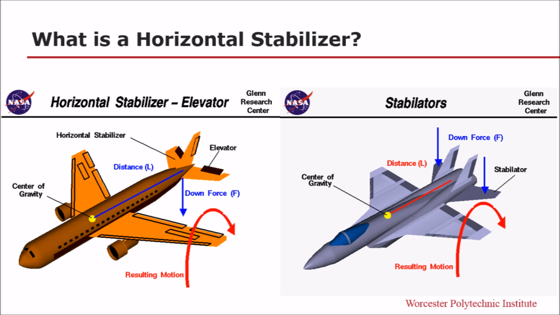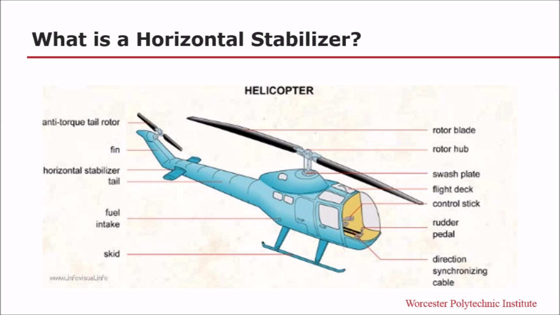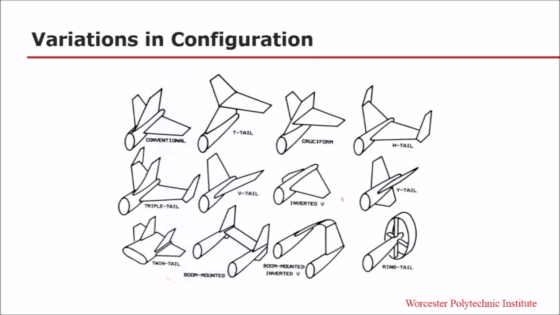Horizontal stabilizers are used in a variety of applications in both commercial and military applications. Here on the screen you can see two diagrams of the horizontal stabilizers creating a pitching moment about the center of gravity of the aircraft. Stabilizers are also utilized in helicopter applications, although they don't have as large of an effect on the aerodynamics as they do in airplanes and other aircraft.